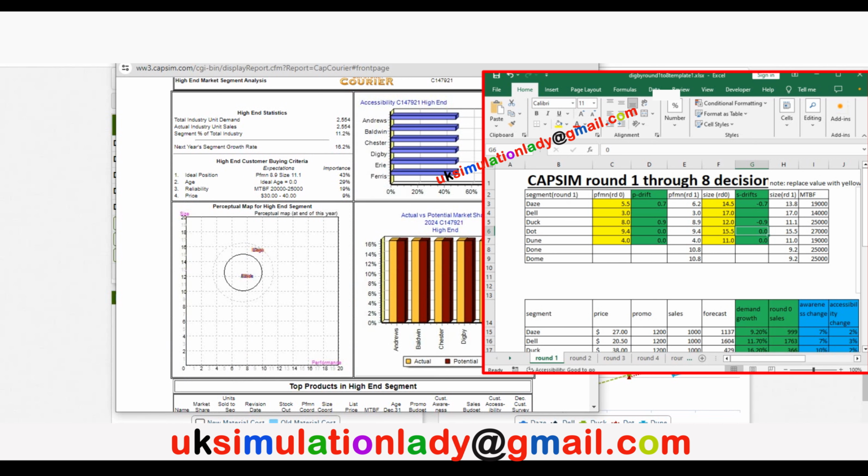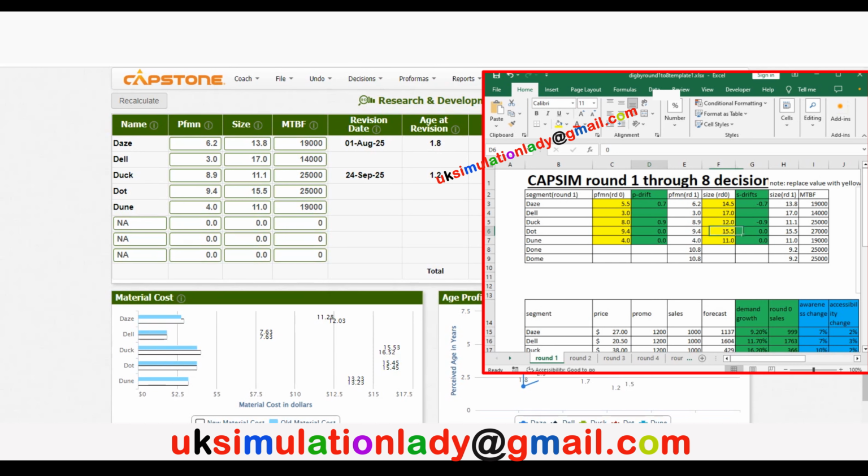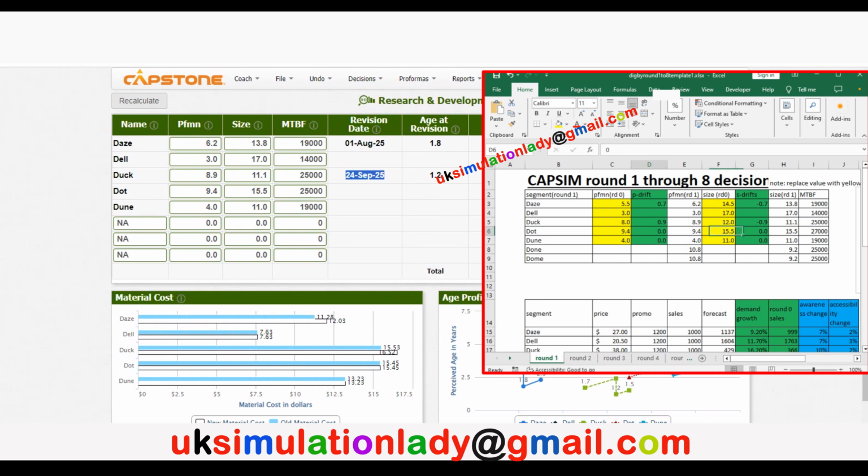Finally, 19% of high-end customers prioritize reliability, with an MTBF between 20,000 and 25,000. Products with an MTBF of 20,000 will likely sell fewer units than those offering the maximum 25,000 MTBF. Therefore, we're opting to provide the highest reliability by setting DUC's MTBF to 25,000. Update your Capsim spreadsheet, recalculate these values, and you'll be set for Capsim Round 1.